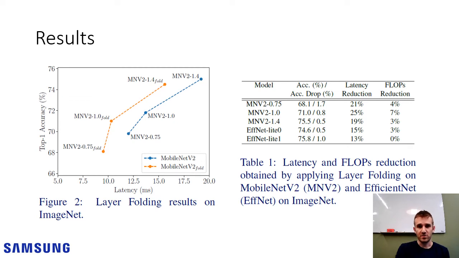We've tested our method on several variants of MobileNet v2 and also on EfficientNet Lite. These networks are popular options for edge devices, which were designed with efficiency in mind in the first place. Using layer folding, we were able to achieve latency reduction with minimal impact on accuracy. In the main paper, we also demonstrate how this method can be used in tandem with filter pruning.